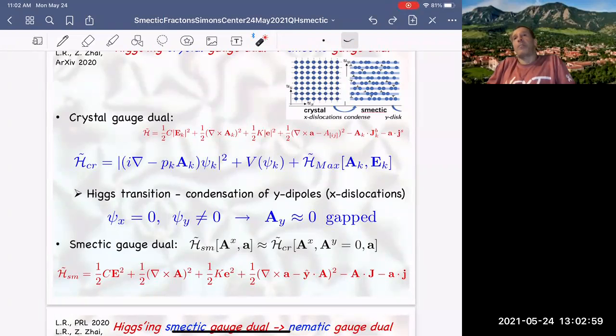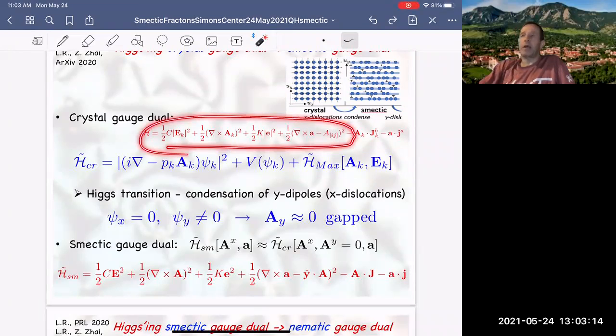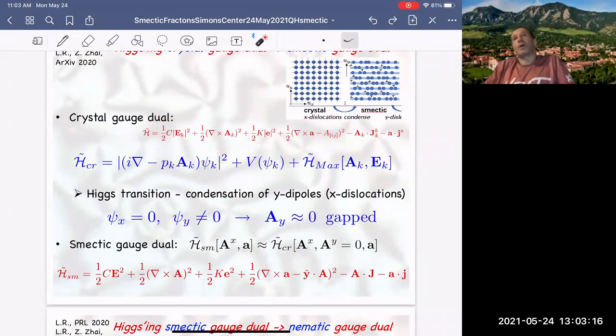It's matter coupled to gauge fields, but there are three sets of gauge fields if you're doing this transition, and with quite a non-trivial Maxwell term, which has a very non-trivial coupling between the gauge fields. So I don't know the critical property of this transition. That's an open question.